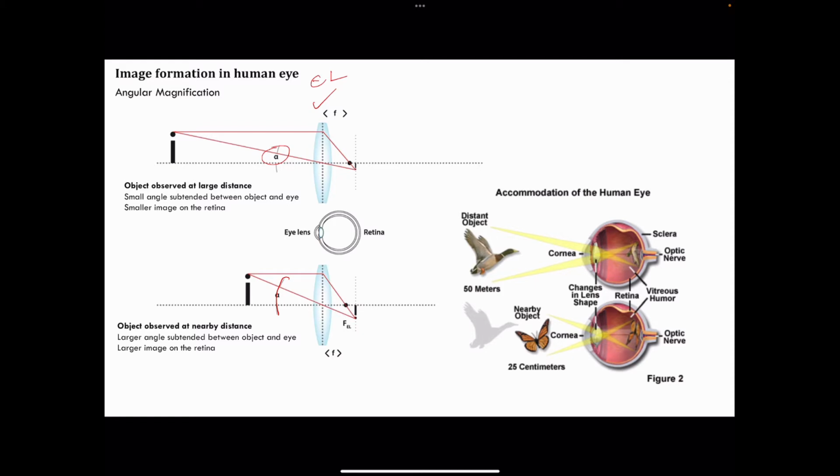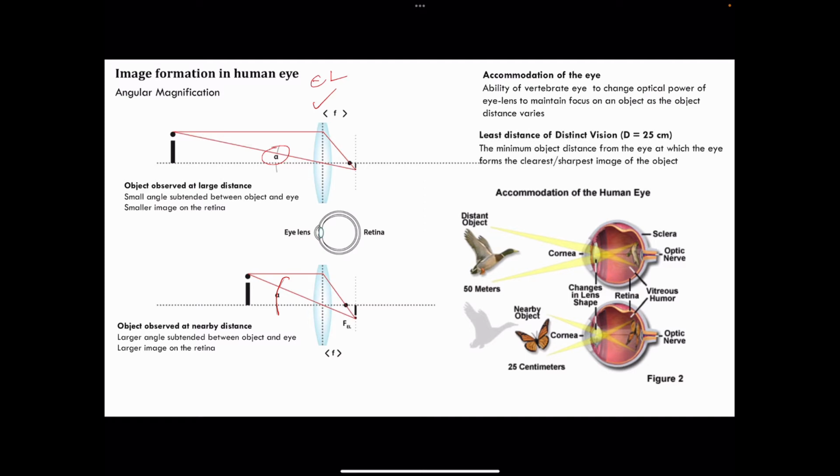Because there's something called the least distance of distinct vision. What do we mean by that? If you further bring the object closer towards your eyes, you will find it very difficult to visualize. The least distance at which our vision is most distinct is referred to as the least distance of distinct vision. And for our human eyes, this least distance of distinct vision is somewhere around 25 centimeter.